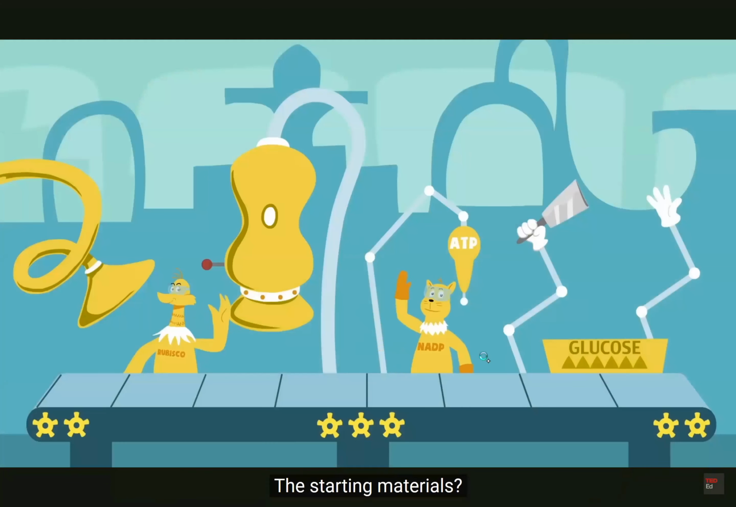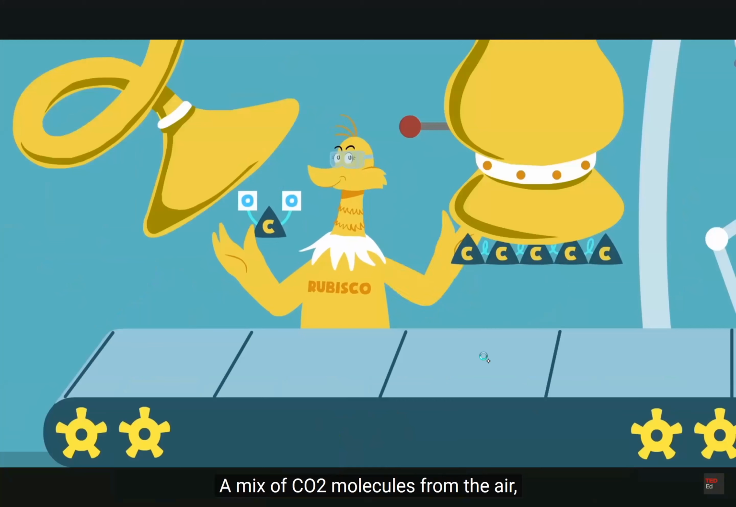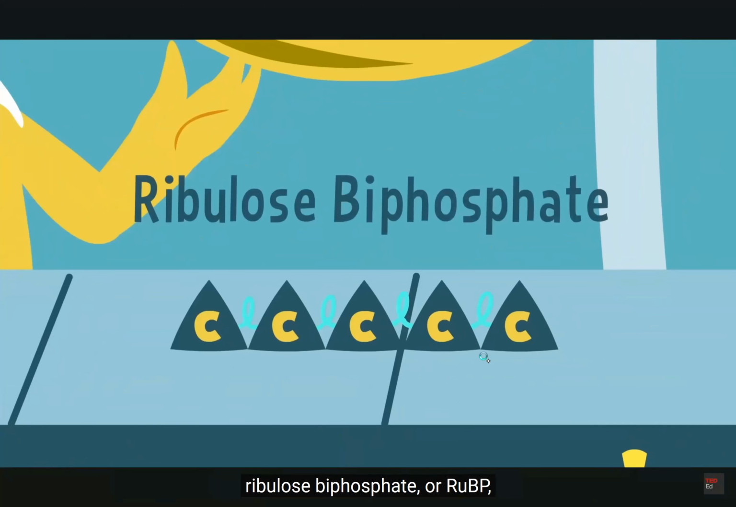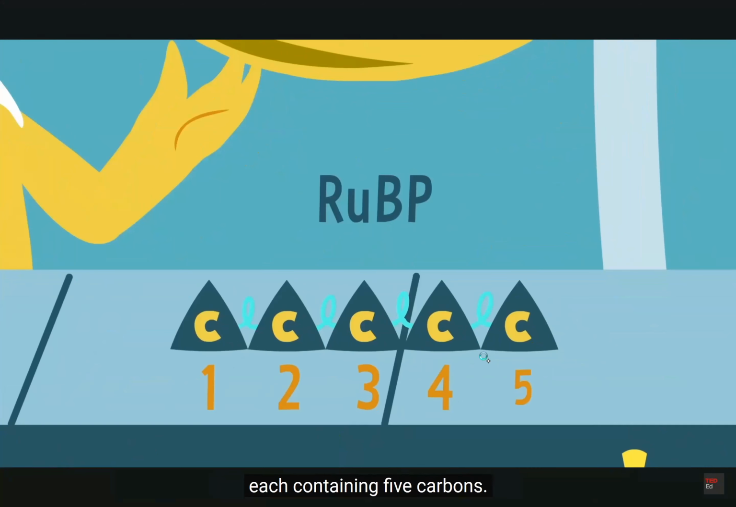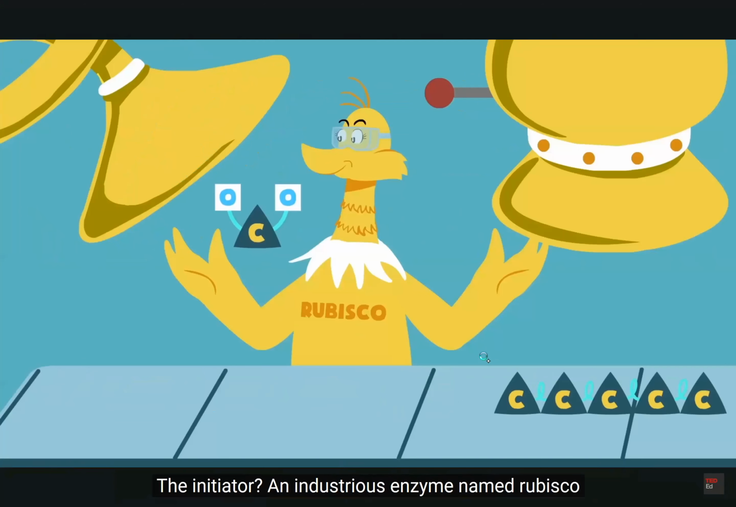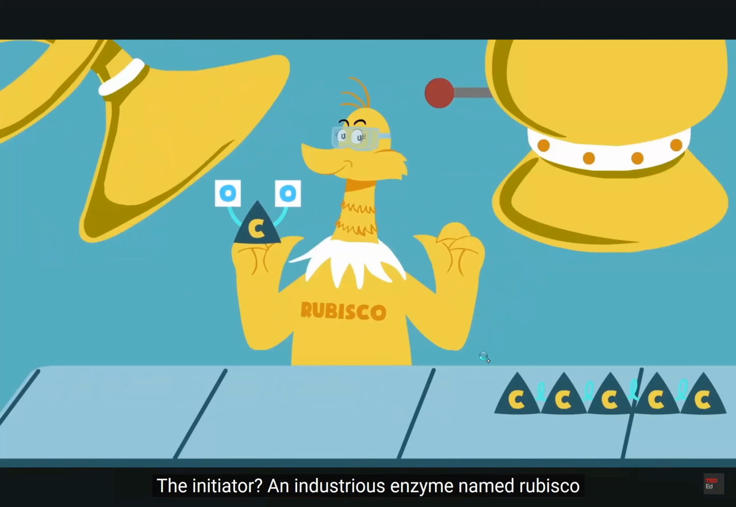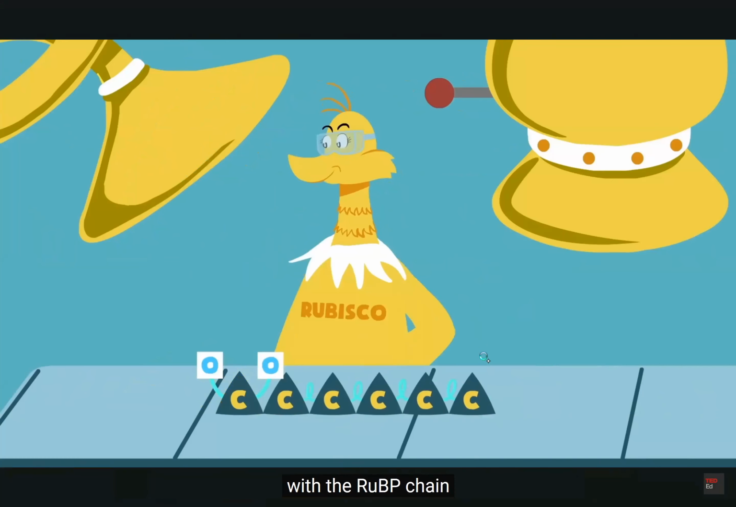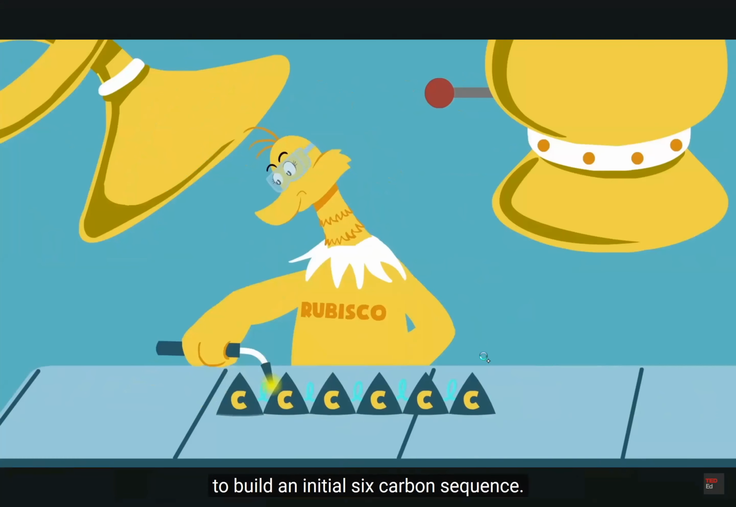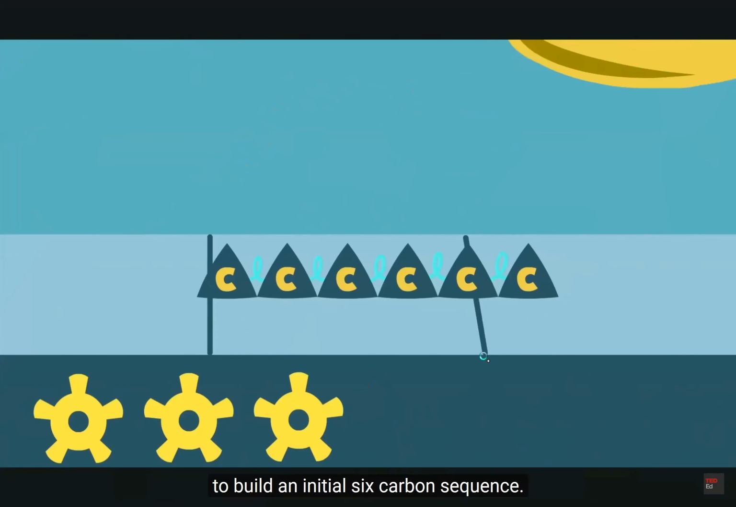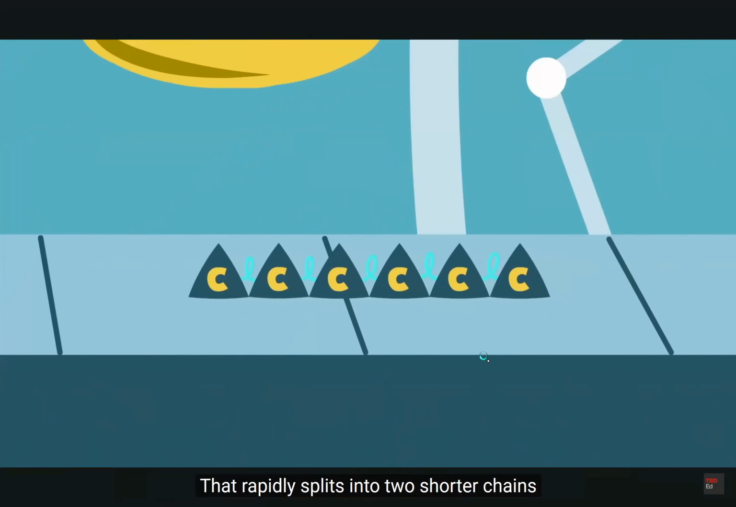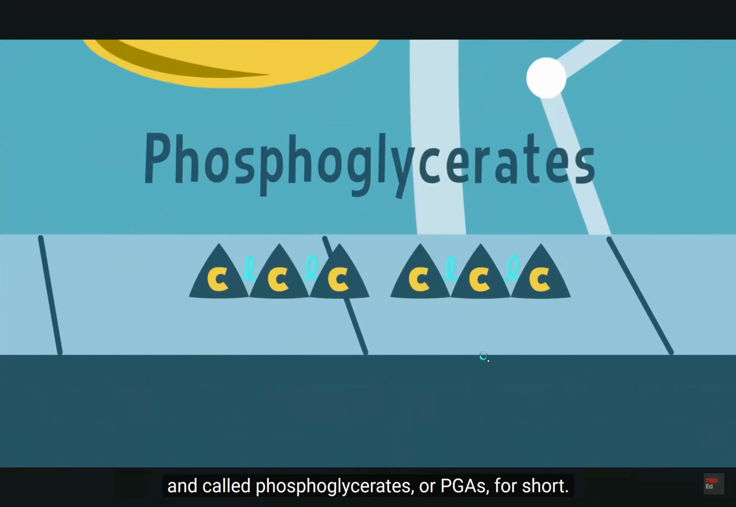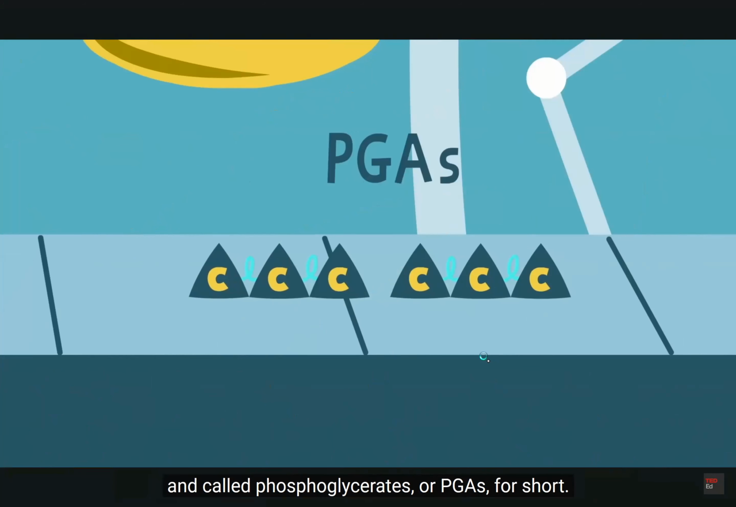The starting materials, a mix of CO2 molecules from the air and pre-assembled molecules called ribulose bisphosphate, or RUBP, each containing 5 carbons. The initiator? An industrious enzyme named Rubisco that welds one carbon atom from a CO2 molecule with the RUBP chain to build an initial 6-carbon sequence. That rapidly splits into 2 shorter chains containing 3 carbons each and called phosphoglycerates, or PGAs for short.